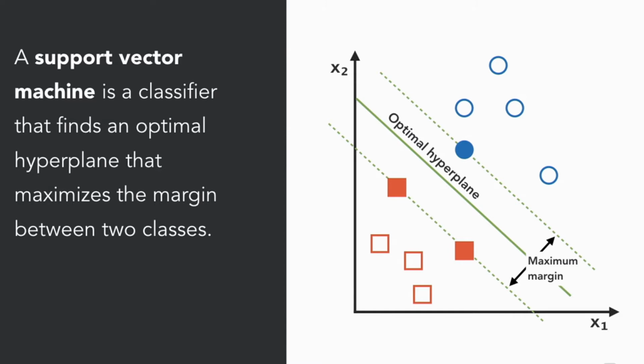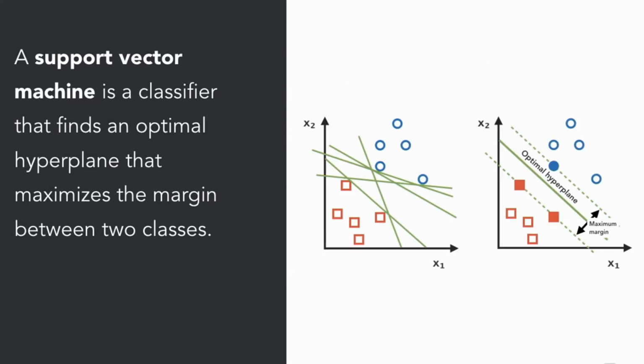Now, you might be wondering where this support vector terminology comes from. Support vector is the name for the perpendicular line from your decision boundary to your closest points in both classes. On the right, it's the perpendicular line that goes from that green optimal hyperplane to those filled-in points, that filled-in blue circle, and the filled-in red squares. The goal is to maximize the length of those support vectors.